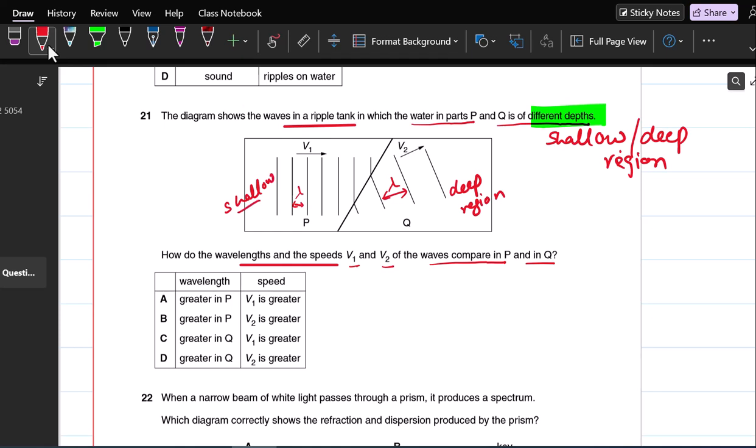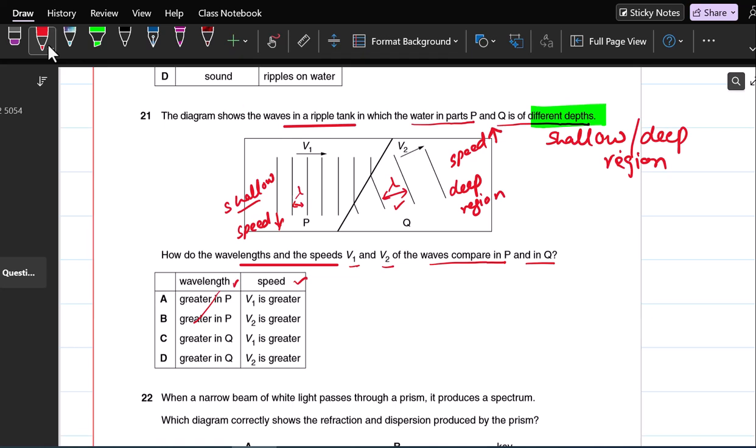If wavelength is smaller here, speed will be smaller, speed will be less in P. If here in the deep region wavelength is greater, so it means speed is greater. Speed is greater here. So we have to see the option, wavelength and the speed. So wavelength is greater in Q. Yes, it is greater in Q. So these options are not required.